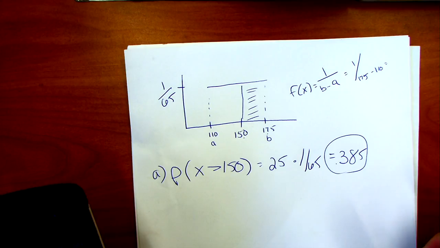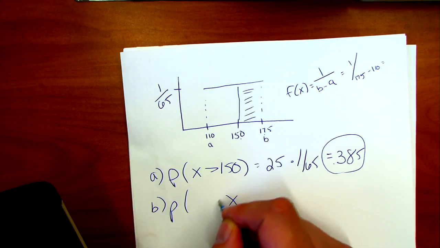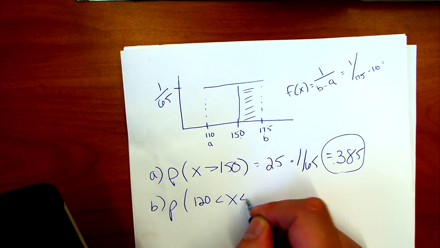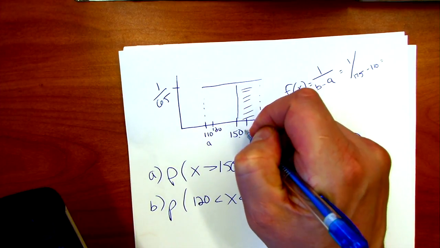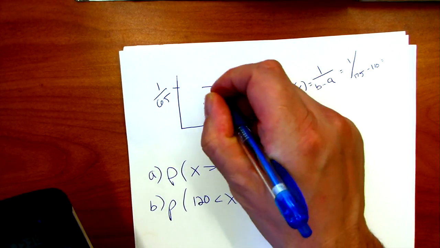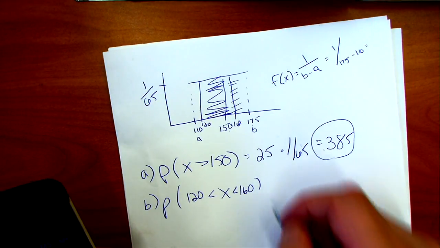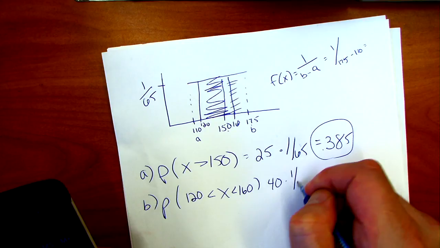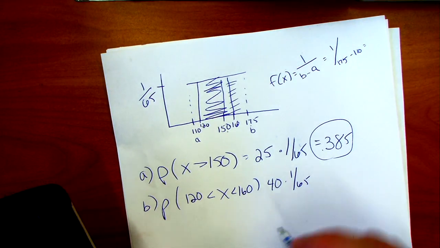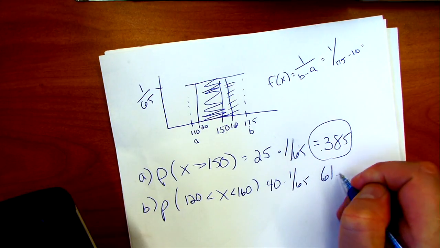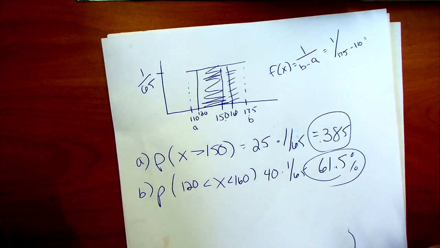B says, how about between 120 and 160? So B says, what's the probability that X is between 120 and 160? Well, let's see, 120 is here, 160 is here. Now it's another rectangle, has a base of 40, a height of 1/65. So 40 times 1/65 gives me 61.5%, or 0.615, however you want to look at it. All very well and good.